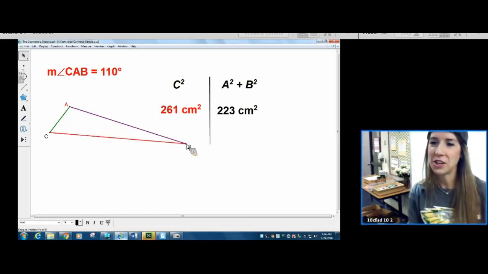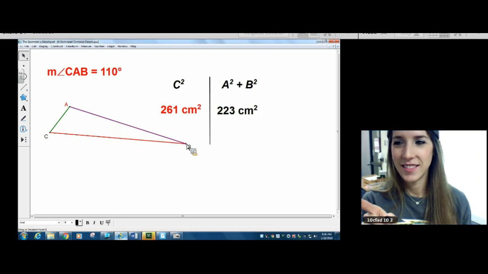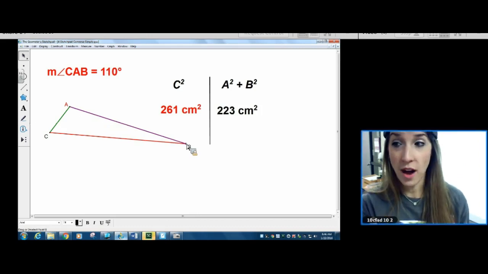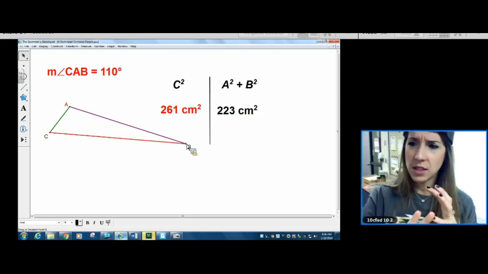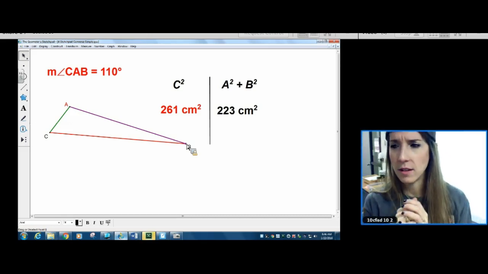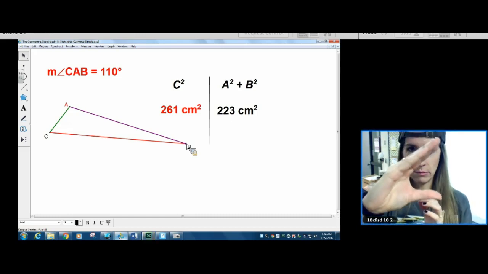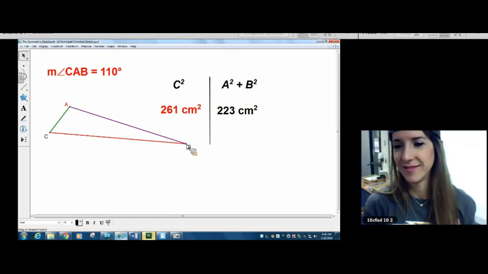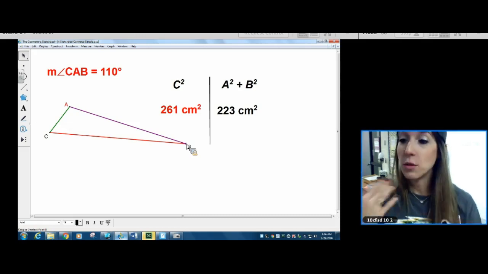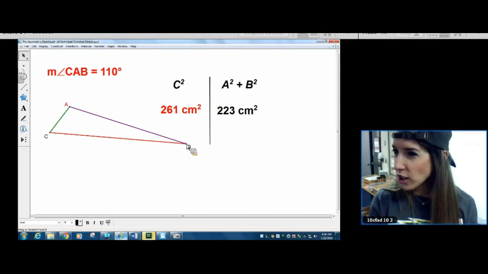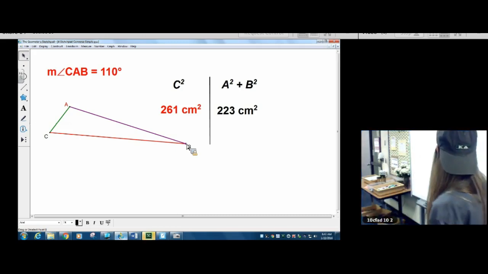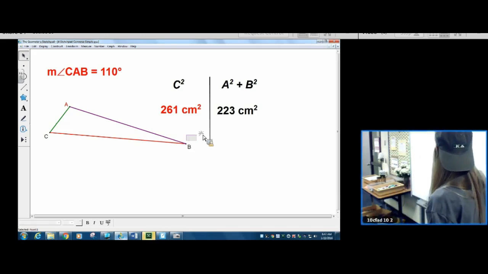What kind of triangle did I turn it into? Look at the angle. An obtuse triangle. What do you notice about c squared versus a squared plus b squared? Is c squared larger, a greater than sign, or smaller? Yeah, they're not equal, but now we need to go deeper than that. Yeah, c squared's larger.